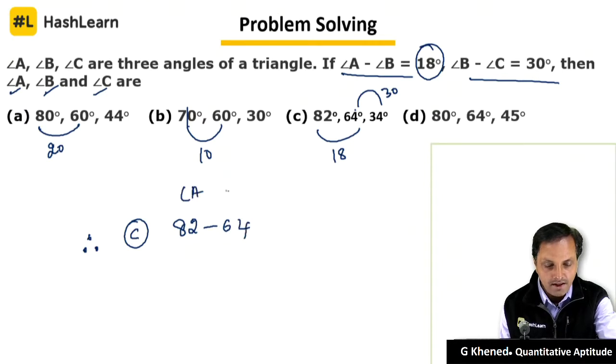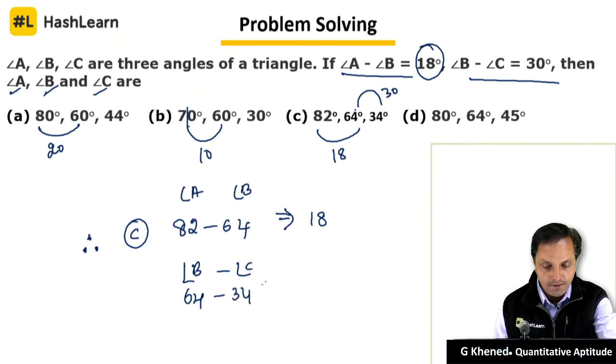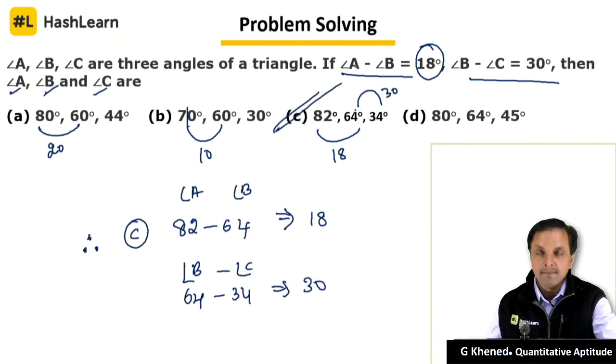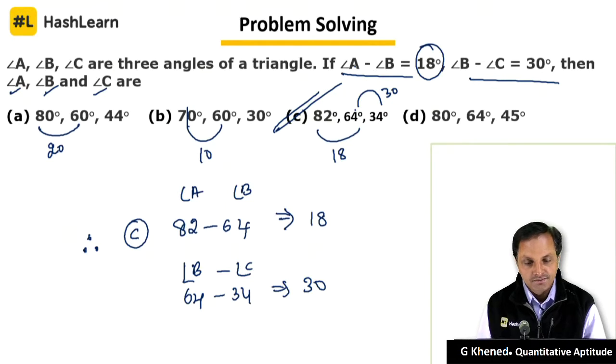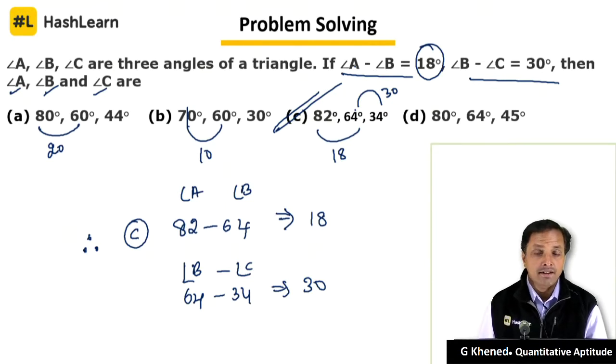If this is angle A, this is angle B, that will give you 18 degree. If this is angle B, angle C, 64 minus 34, that will give you 30 degree. So answer is option C. So the best way of answering this problem is check the option satisfying the given condition.